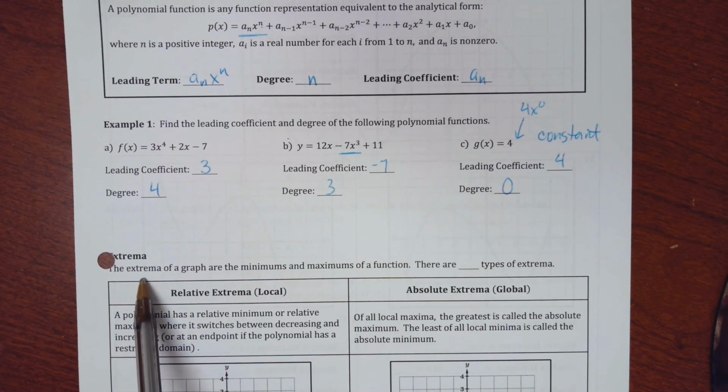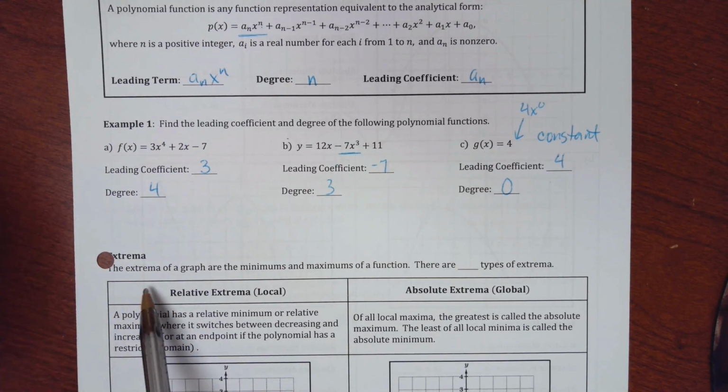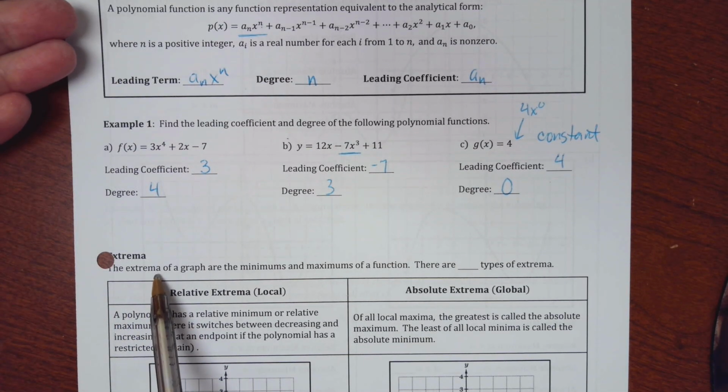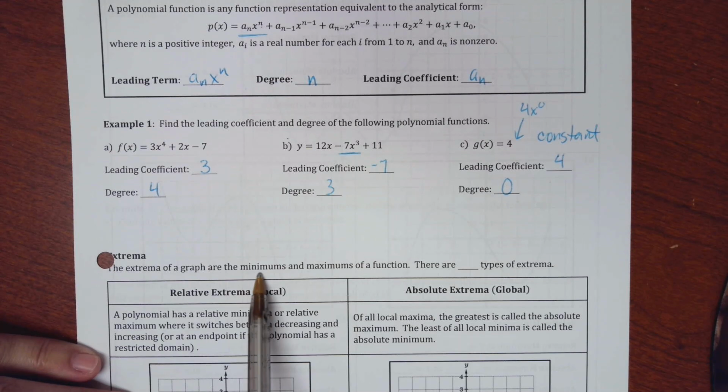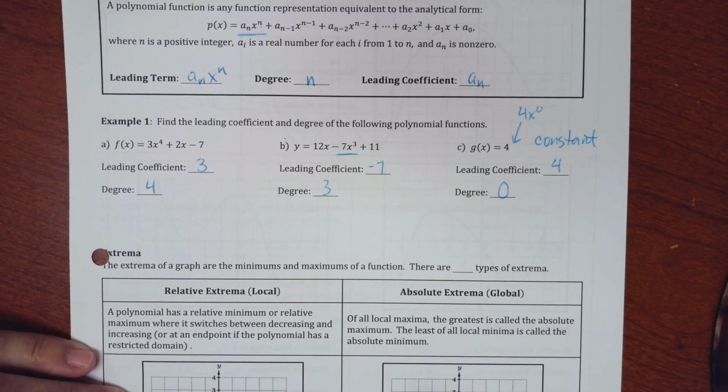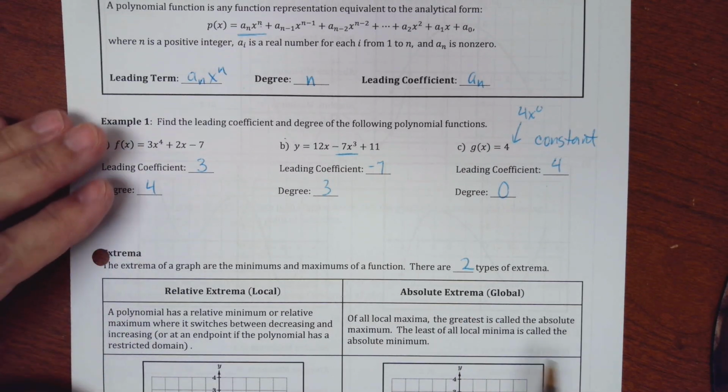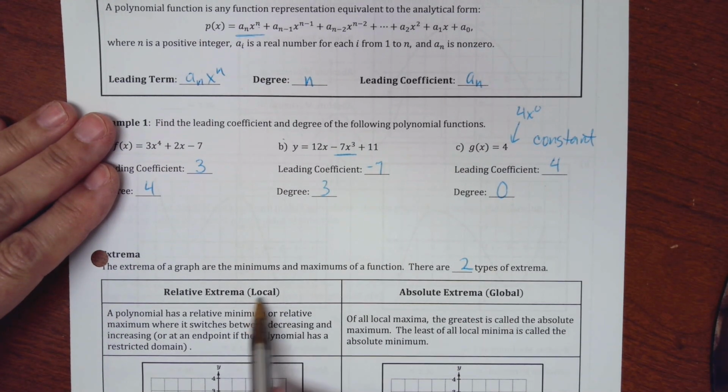All right, so the extrema. Extrema are like extremes. It's just a fancy math word for the maximums and the minimums. The extrema of a graph are the minimums and maximums of a function. There are two types of extrema, relative and absolute, also called local extrema or global extrema. So, you know, the whole world or just local to your area, okay?